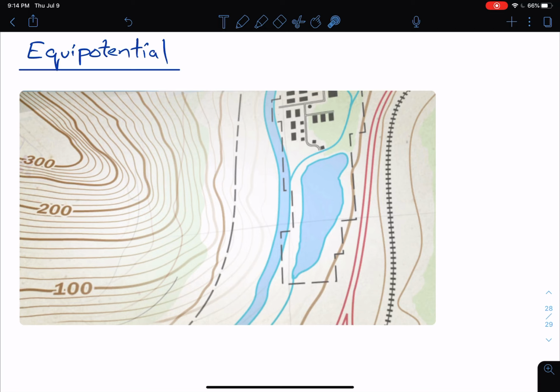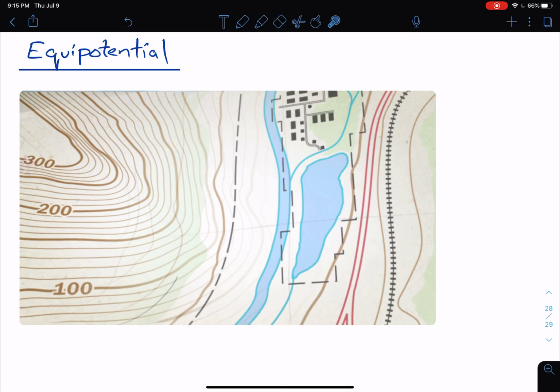Now, in this case, with regards to a map, it's actually gravitational potential, which we don't ever talk about. But the same idea applies to electrostatic equipotential, which is what we're looking at right here. An important thing to remember about equipotential lines is they are perpendicular to E-field lines.